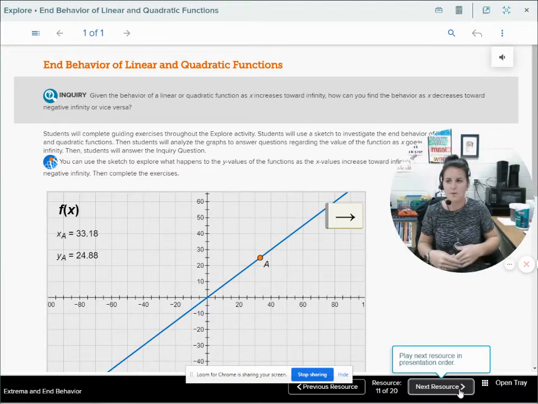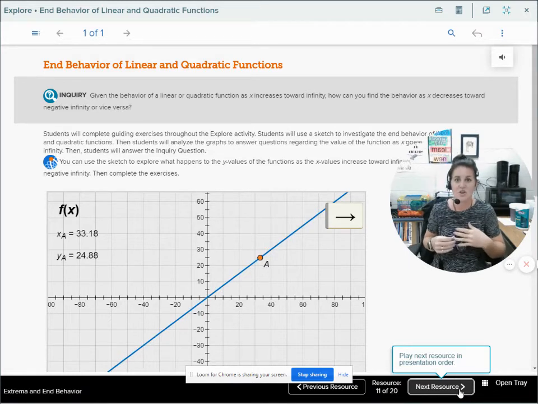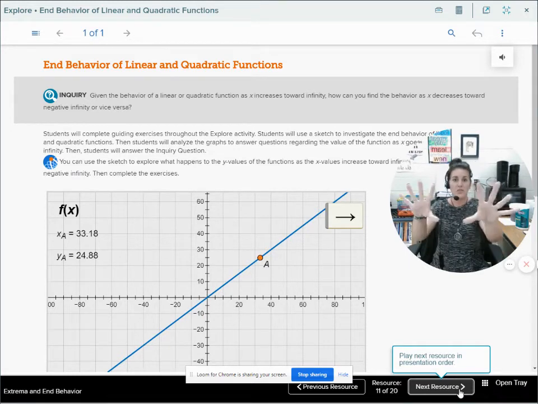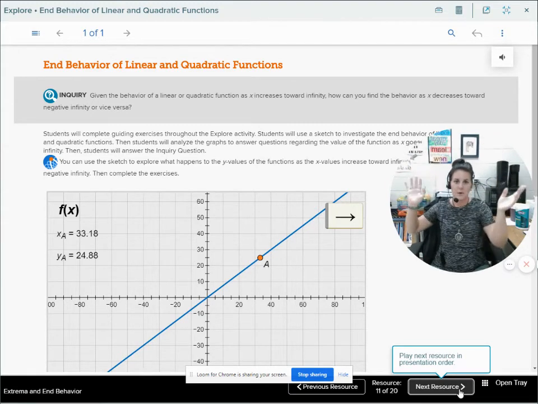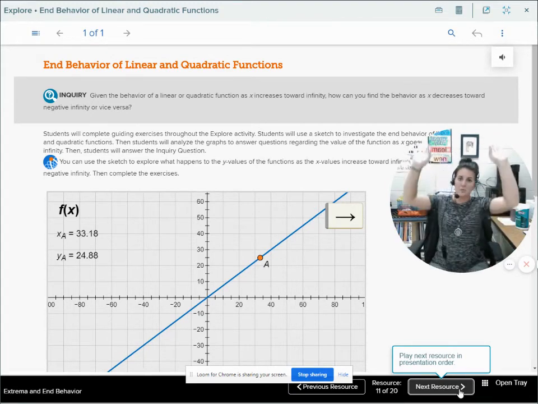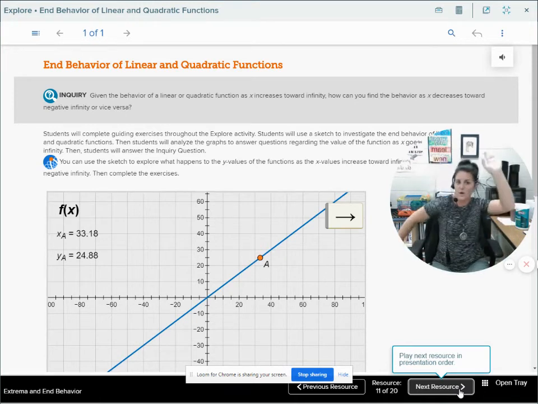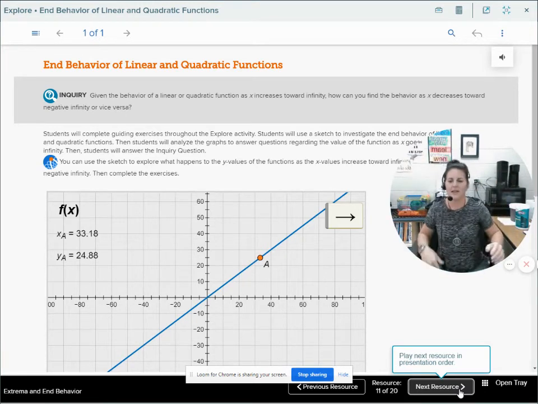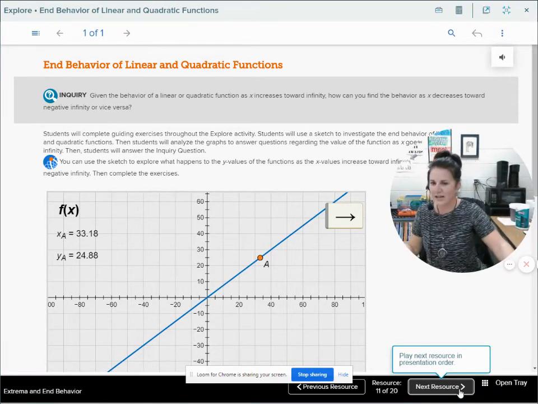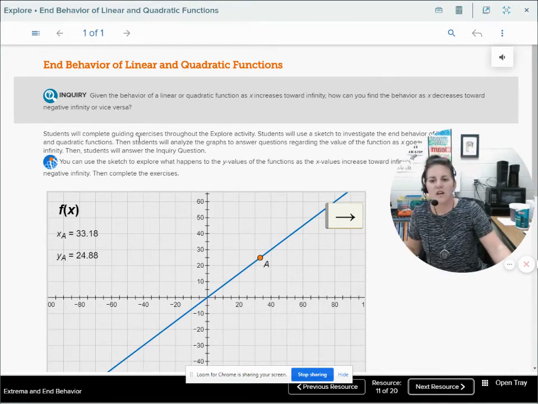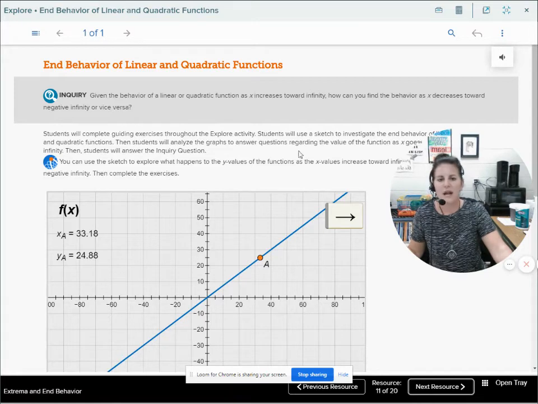When we're in class, in the past, I've always done an activity called Dancing with End Behaviors. I put the function on the board, and everybody has to stand up, and I play some music. We probably won't have a chance to do that, but we'll do both ends up, both ends down, one end up, one end down. That was how we always did it before, to try to be a little more enthusiastic about our math learning. Students are going to complete guiding exercises through the Explore activity.